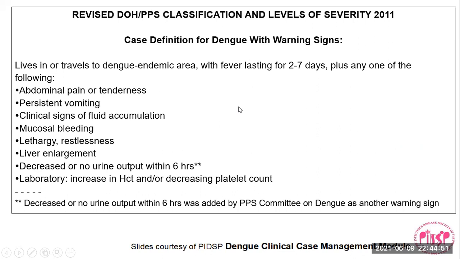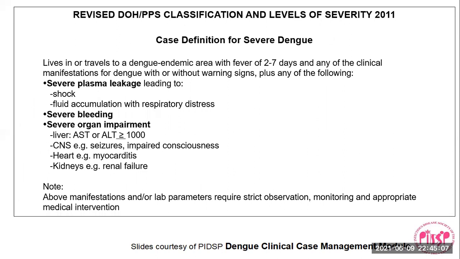Abdominal pain, persistent vomiting, clinical signs of fluid accumulation, mucosal bleeding, lethargy, restlessness, liver enlargement, decreased or no urine output within 6 hours, and an increasing hematocrit or decreasing platelet count based on laboratory findings. And severe dengue is defined as follows: the presence of severe plasma leakage leading to shock or fluid accumulation with respiratory distress, severe bleeding, and severe organ impairment as defined by the following.